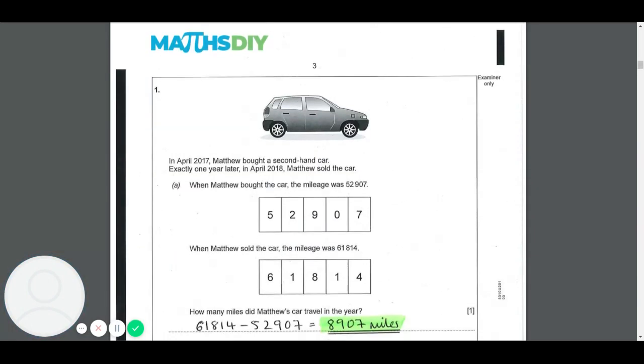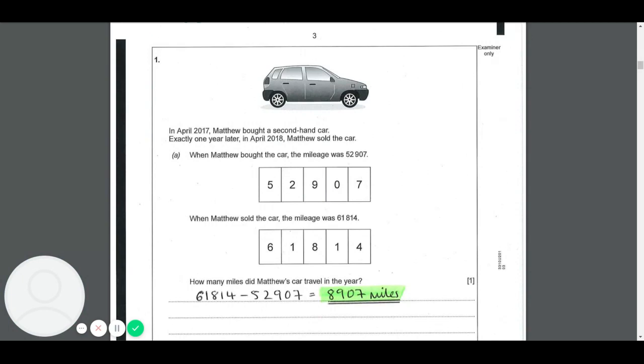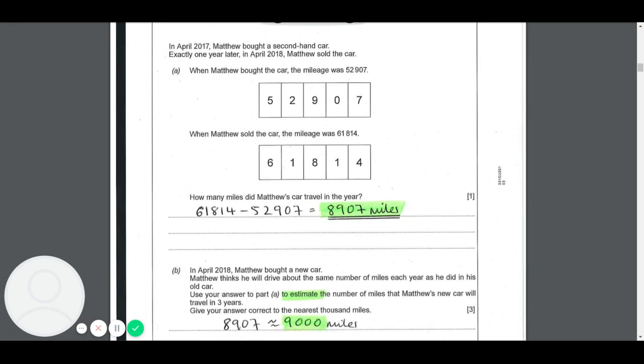Right, so first question. In April 2017, Matthew bought a second-hand car. Exactly 1 year later, in April 2018, he sold the car. You got the car, the mileage was this. When he sold it, the mileage was this. How many miles did he do in a year? It's just a simple subtraction question. They've written it side to side like this. I would expect you to write it one above the other so you can do some workings if this was a non-calculator paper, but this is a calculator paper, so you can just type it into your calculator and press equals. It's that easy.